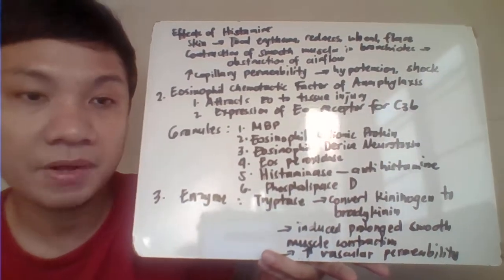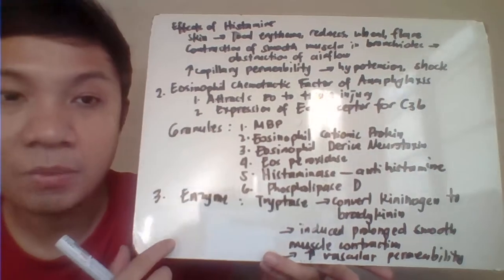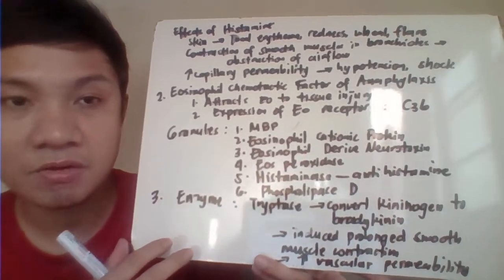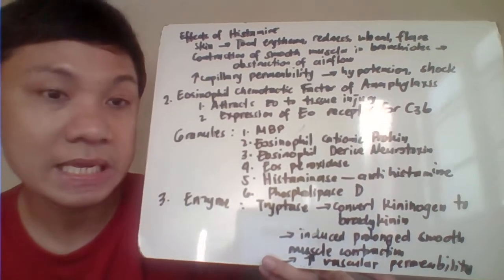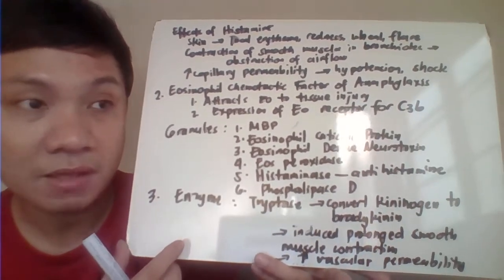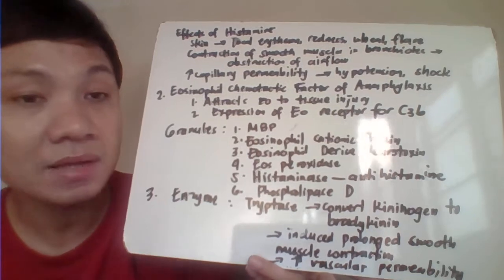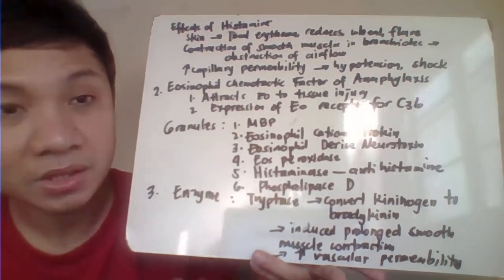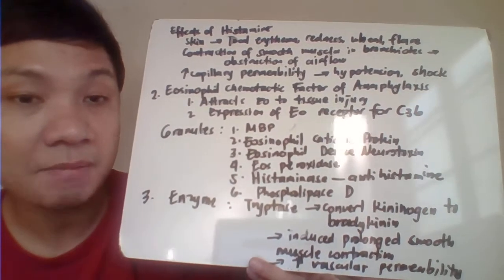Then we have also your phospholipase D. Another primary mediator is your enzyme tryptase. It tries to convert your kininogen to your bradykinin, and that's why it's responsible for the prolonged contraction of your smooth muscles and also increases your vascular permeability. Again, those three are part of your primary mediators.